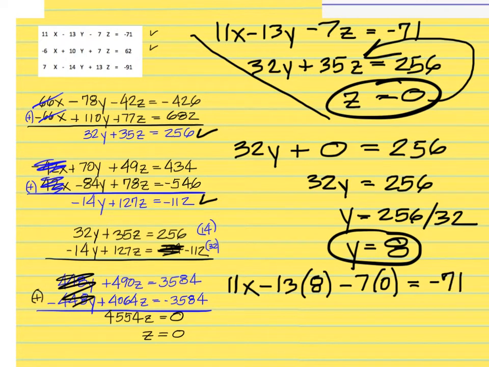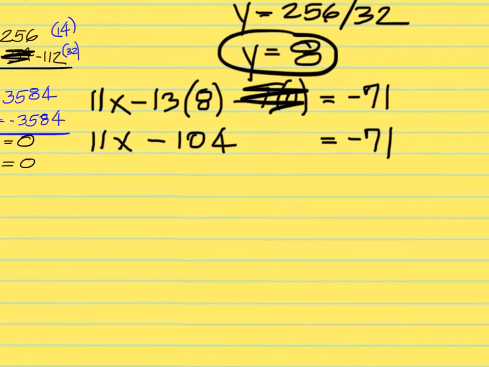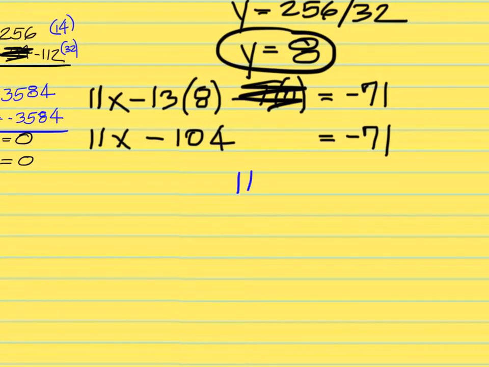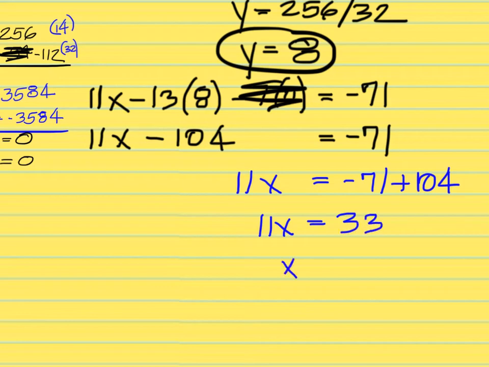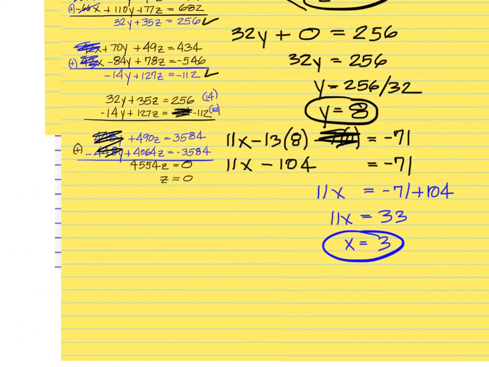So you can essentially just do 13 times 8 and come up with 104. So that would be 11x minus 104. This cancels out and set it equal to negative 71. Alright, so we're going to have 11x equals negative 71 plus 104. And a negative 71 plus 104 is going to be 33. So clearly x would have to be 3. The solution for this is 3, 8, 0.